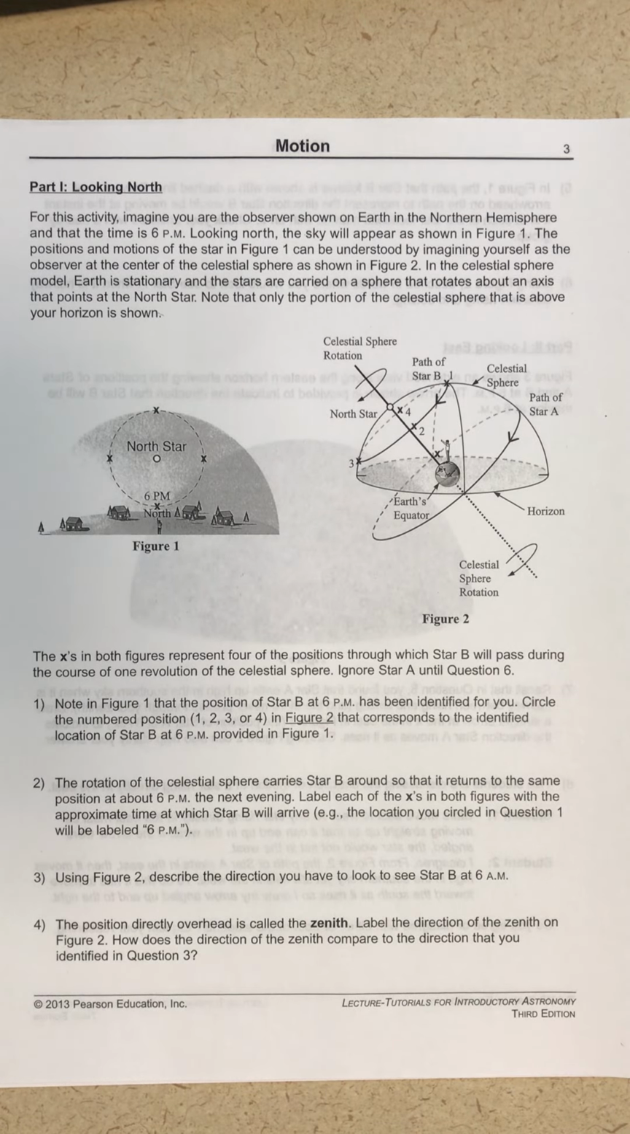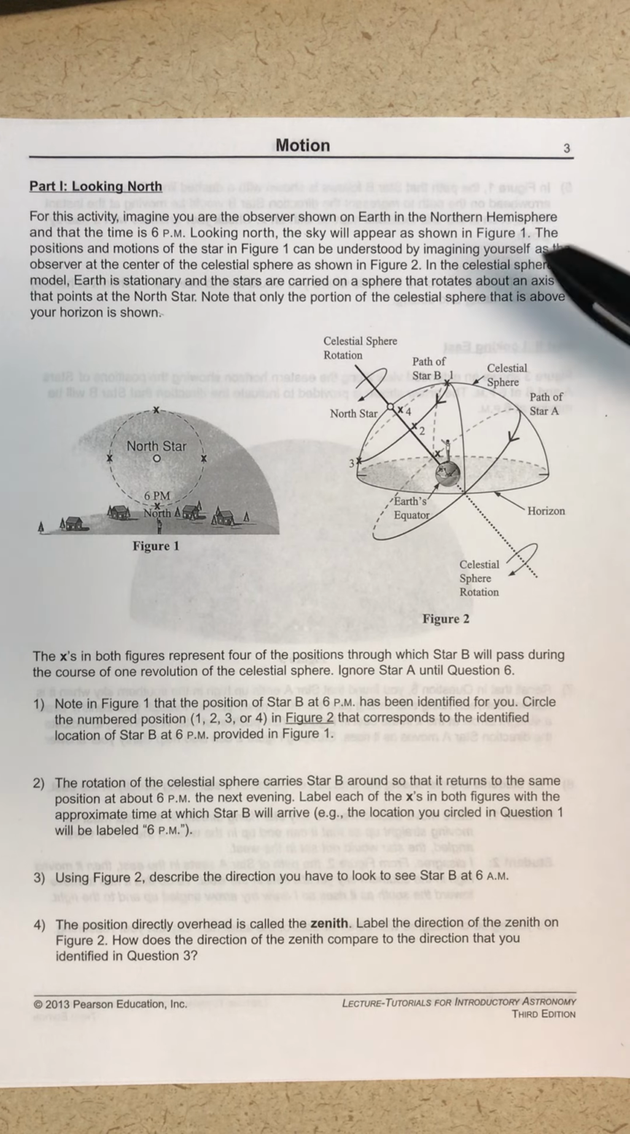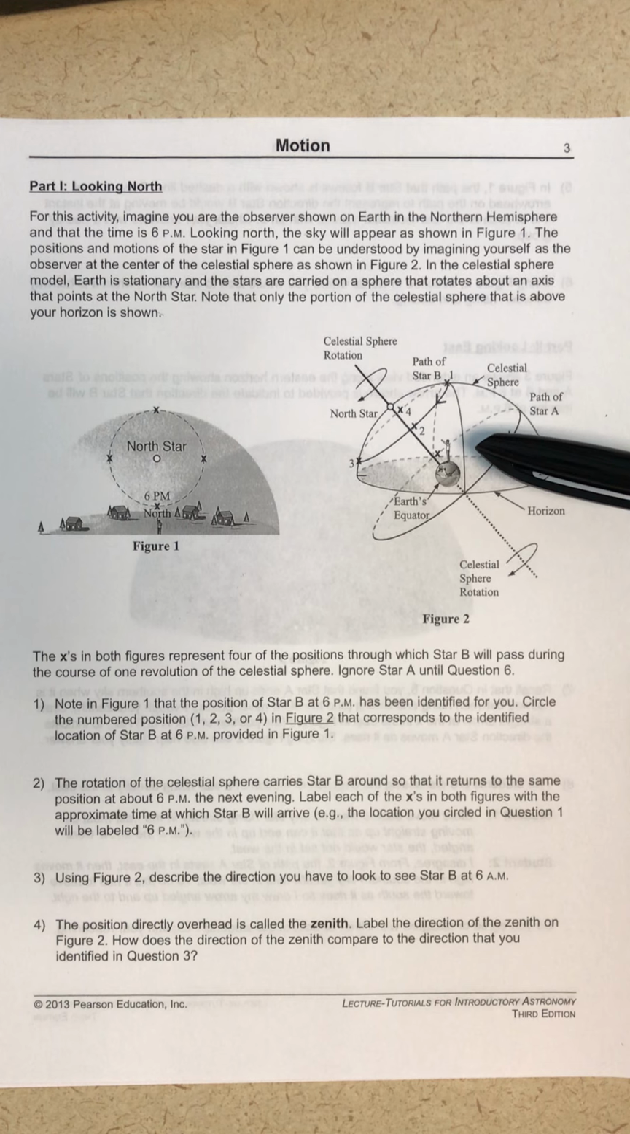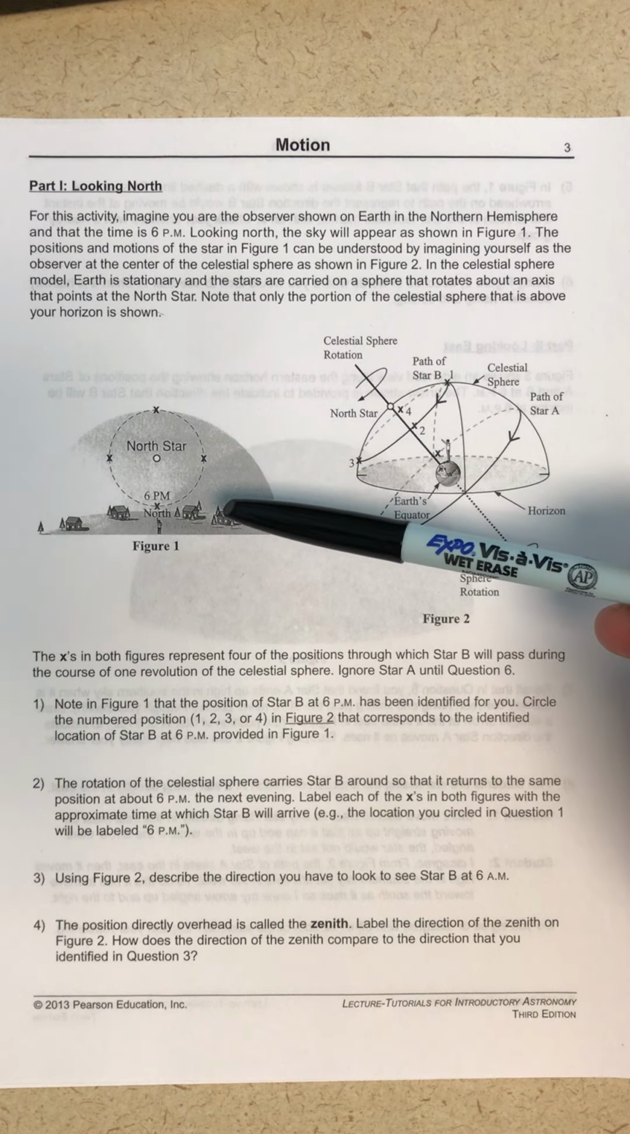Going to consider a little bit more about what's termed daily motion. So the motion of the sky due to Earth's rotation on its axis. For this activity, imagine you are an observer shown on Earth in the Northern Hemisphere, and that the time is 6 p.m. looking north. The sky will appear as shown in Figure 1.